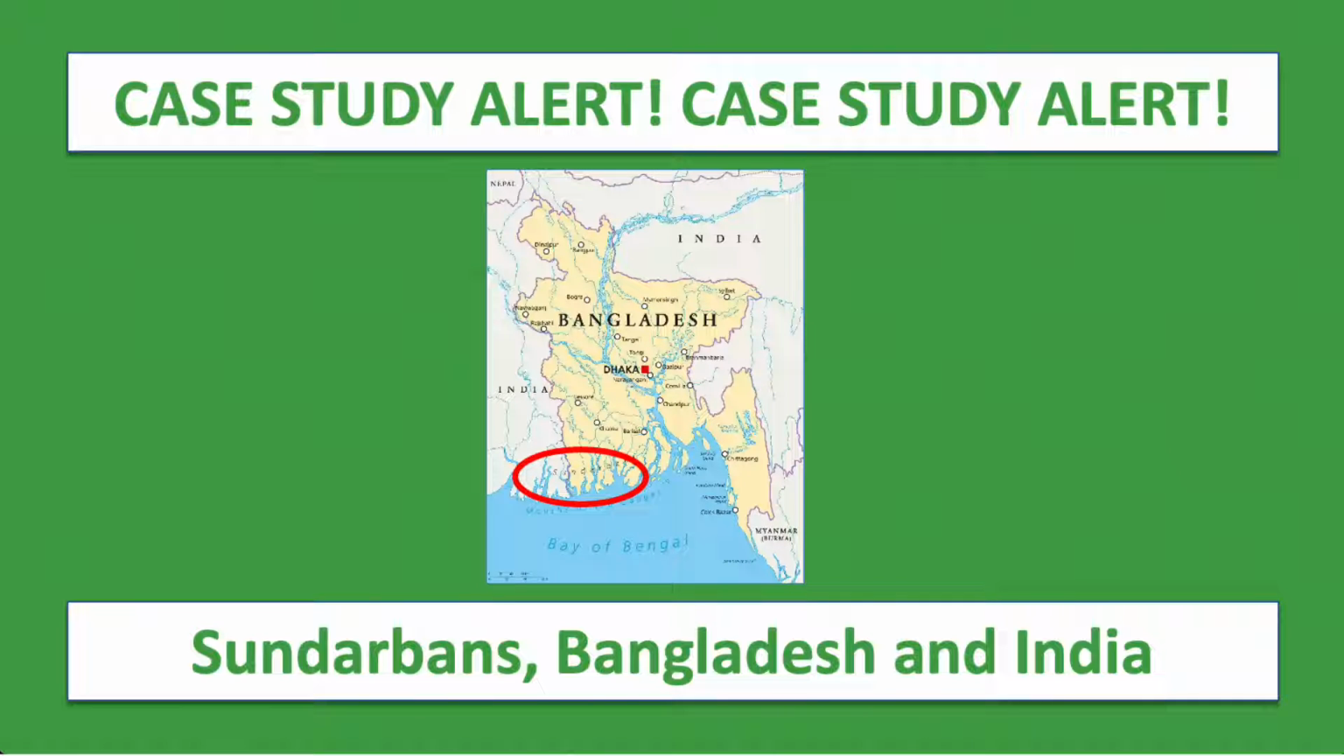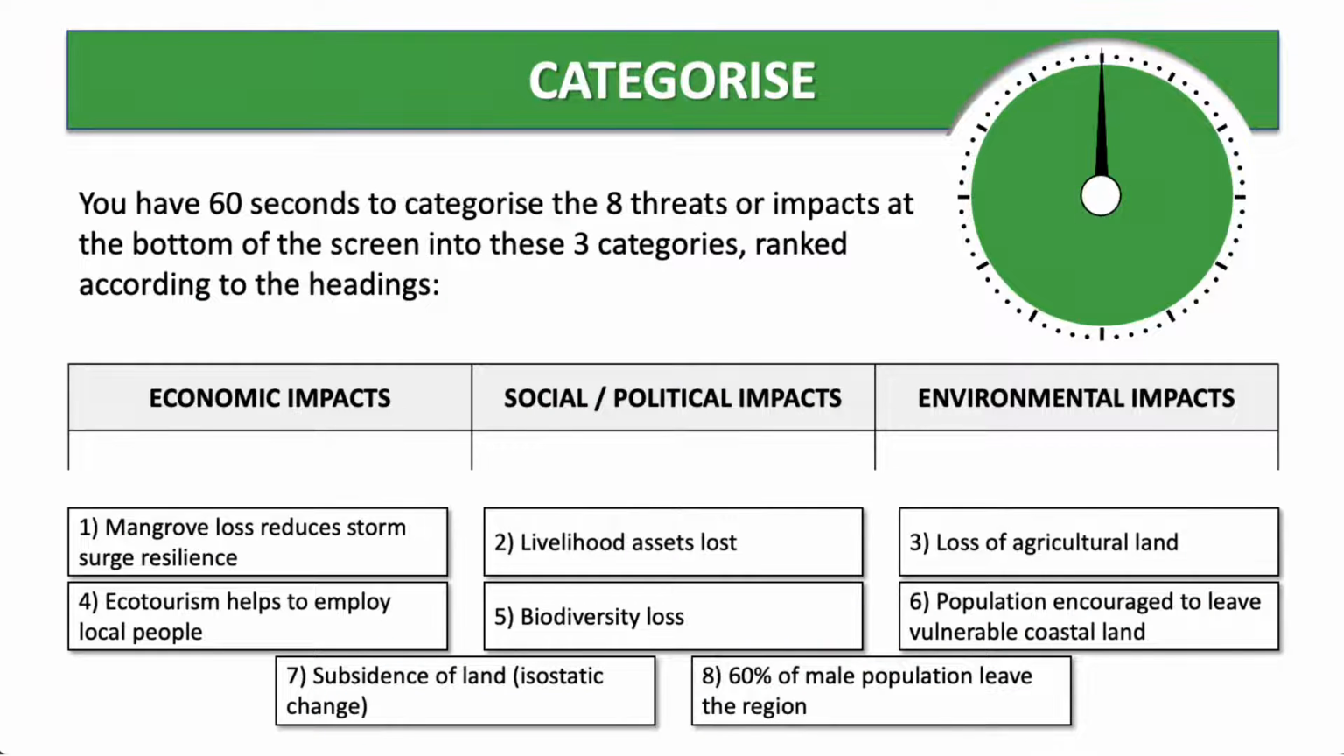There are schemes intended to relieve population pressure in the area by encouraging migration to other parts of Bangladesh. And there are efforts being made to improve awareness of the value of ecosystem services and livelihood assets provided. So that's an education role for the community. So we're now going to do an activity led by Fiona, which is called Categorize, to help revise that. So Fiona, over to you.